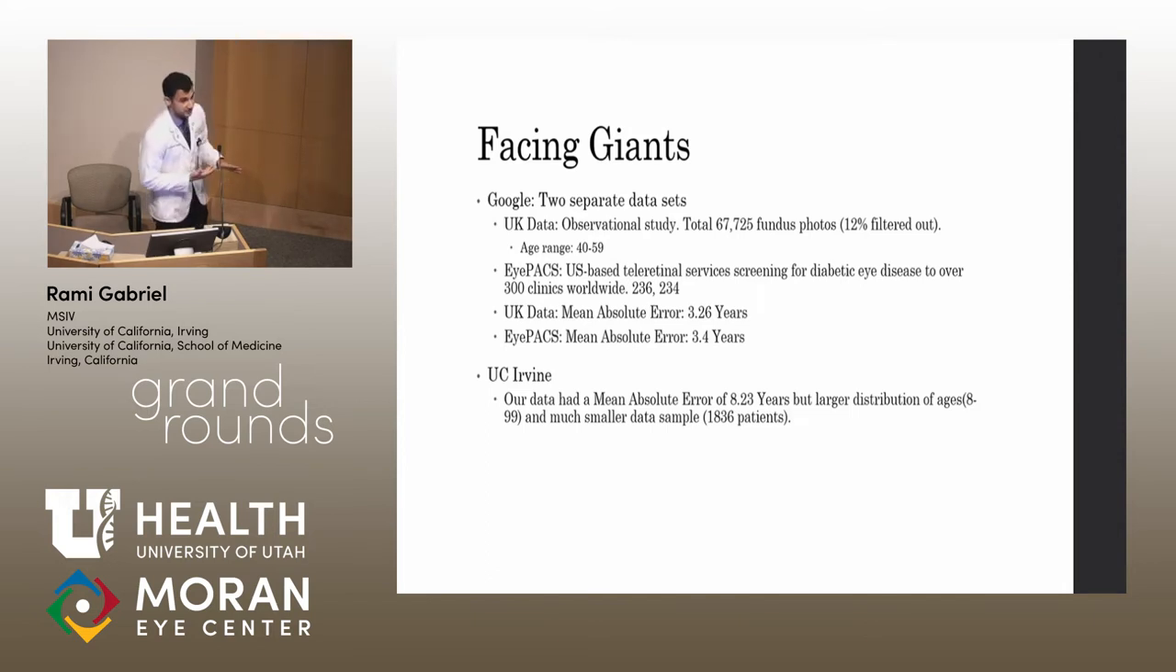And then the IPACS, just a little bit about it, is a teleretinal service, and they service over 300 clinics worldwide. It looks at all those images. Their mean absolute error was small. The mean absolute error is the predicted age being off by plus or minus 3 years. For us, we were off by plus or minus 8 years, which was a lot less than the standard deviation, which was about 14.